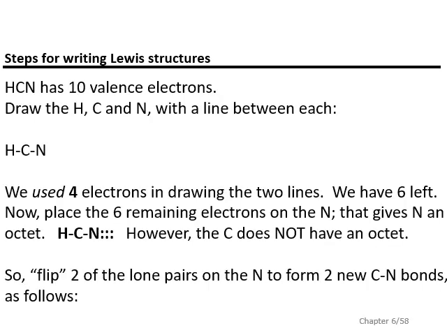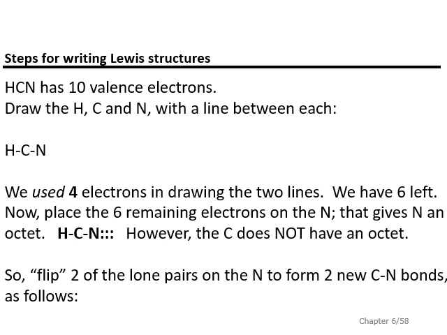Okay, so look down where it says HCN, H-C-N. We started with 10 electrons and we've used 4, so we have 6 left over. First of all, put all of them on the end, and that's shown down at like the third to the last row. But if you look at the carbon in the middle, it doesn't have an octet. So that's something that you'll have to watch for.